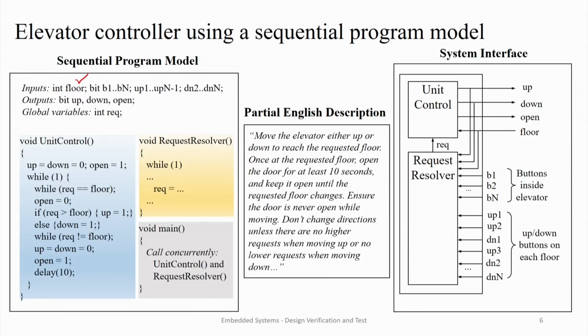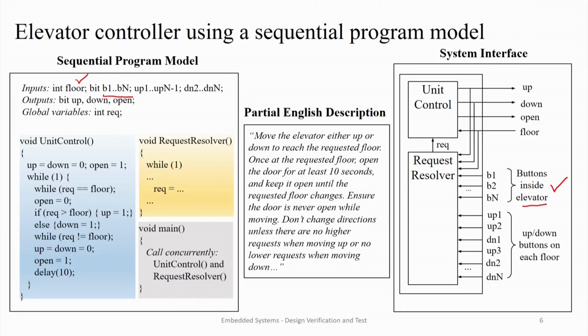It will also have bits B1 to Bn. These are binary inputs, bits B1 to Bn, corresponding to the buttons inside the lift. So, B1 to Bn are the buttons inside the lift corresponding to each floor. So, if we want to go to say the third floor, we will press B3, the switch B3. These are the switches inside the lift.